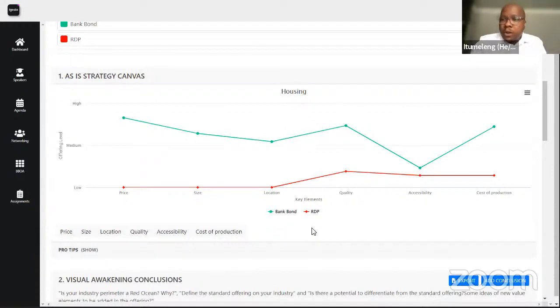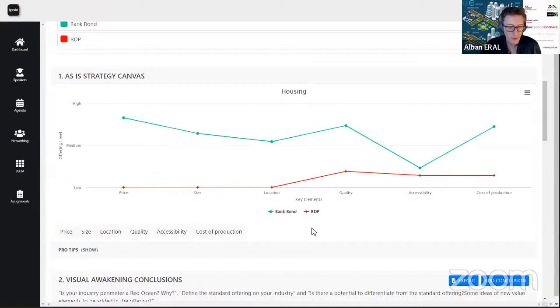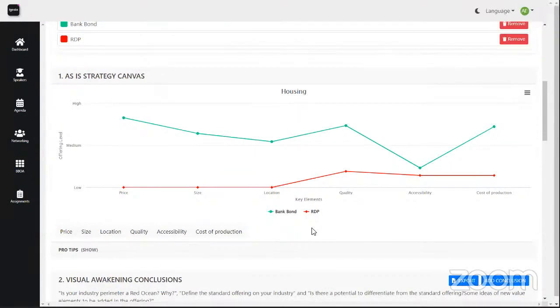At this step, Itumeleng, each group does not need to already have an offering ready. It's just industry analysis. So the Visual Awakening is the analysis of the industry. What are the current offerings, and then with this non-customers exploration and ideation, each group will be able to find its new offering. So you don't need to have an offering at the beginning.